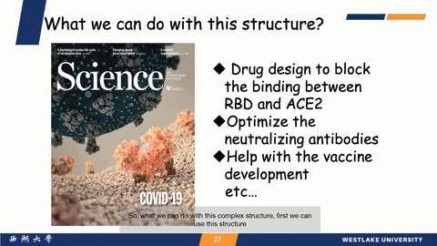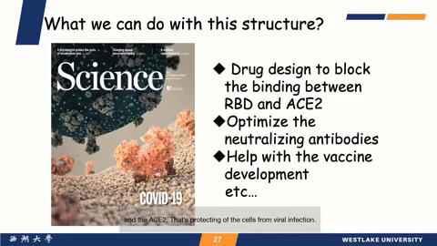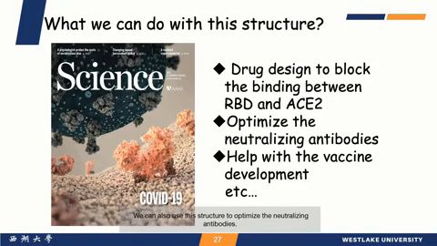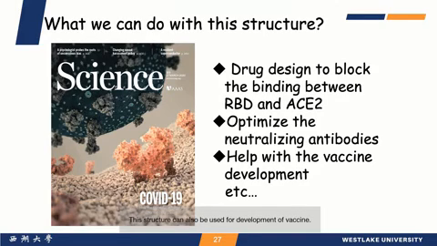So, what can we do with this complex structure? First, we can use this structure to do drug design to block the binding between the receptor binding domain and ACE2, that is, protecting host cells from viral infection. We can also use this structure to optimize neutralizing antibodies. This structure can also help with the development of vaccines.